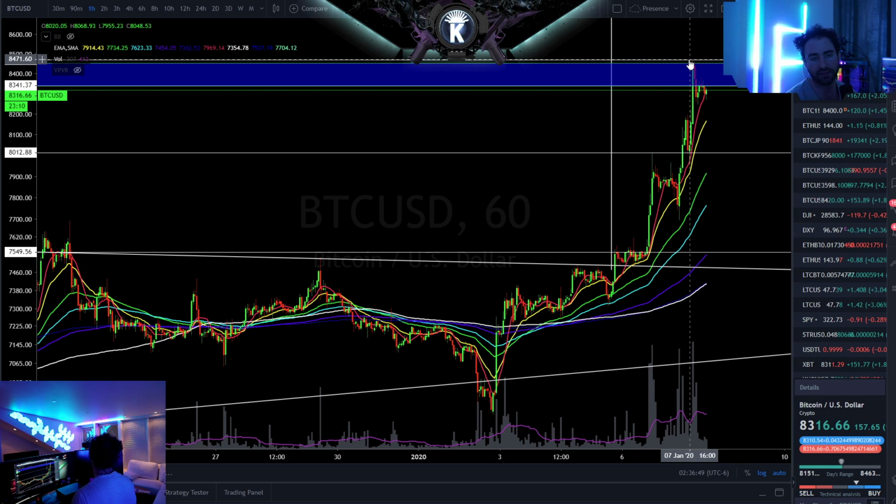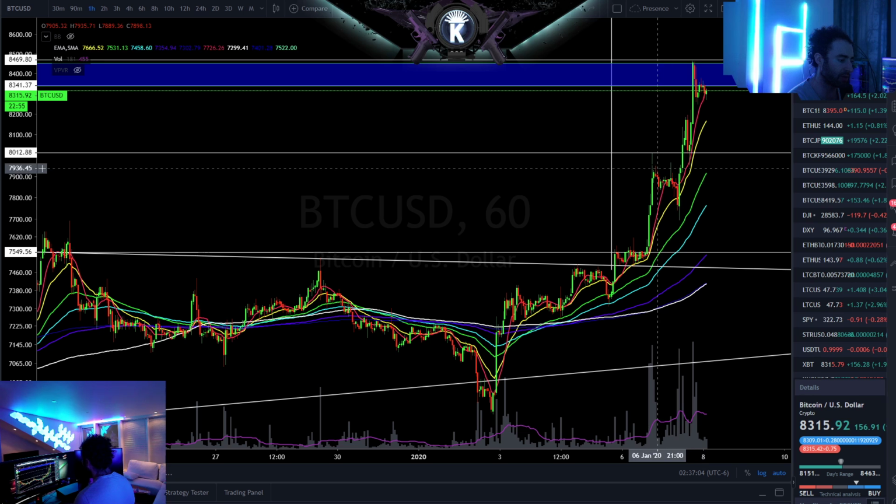Boom, next target met. This happened a little bit faster than I would have anticipated, but that's why I talk about relevant levels rather than saying it's going to happen at this time, at this date, in exactly this hour. That can't be done, at least in my opinion. So yeah, got those moves pretty damn well.